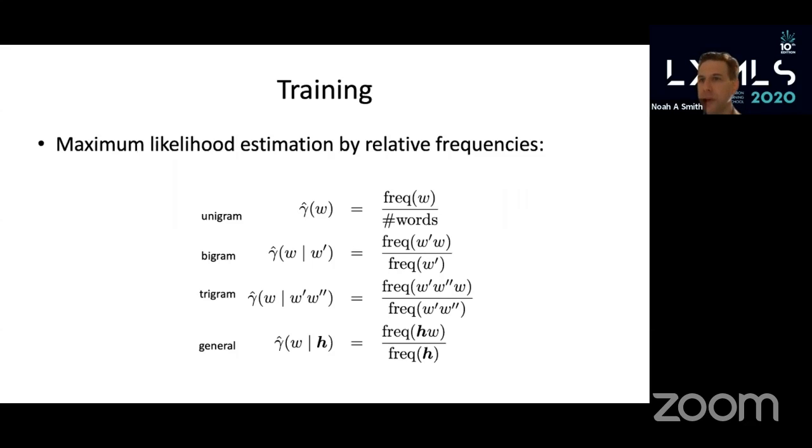And note that for the unigram model, that's exactly what you do. You divide by the total number of words because there's only the one distribution. And at the bottom, we have the general form, which is what you should remember. Take the frequency of the history together with the word, divided by the frequency of the history.